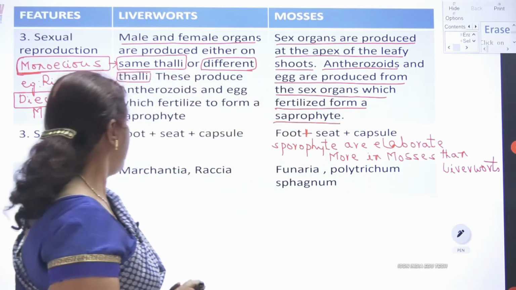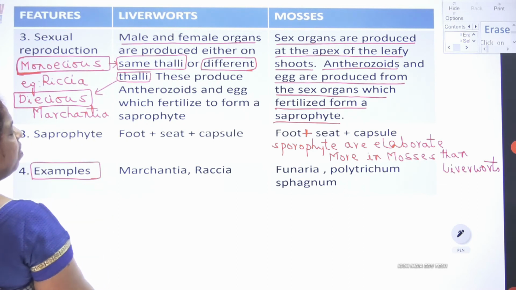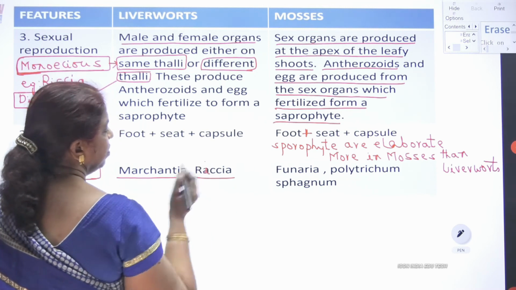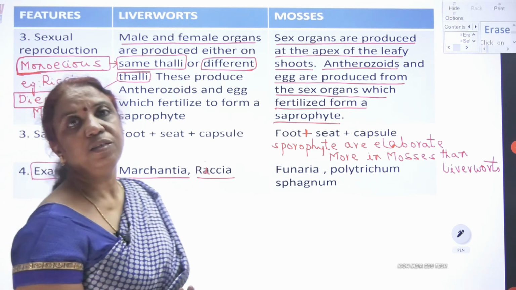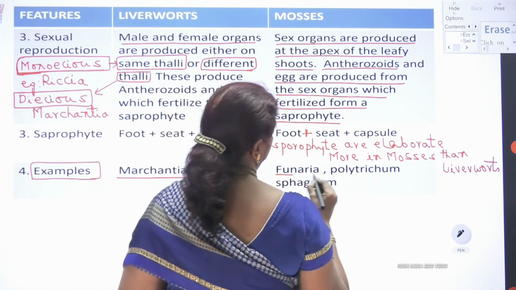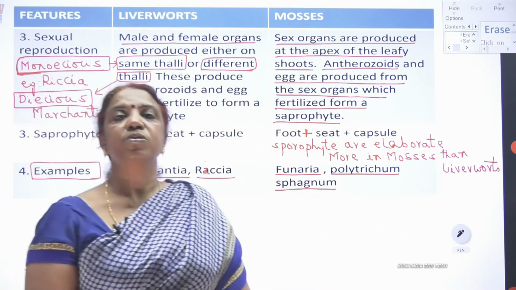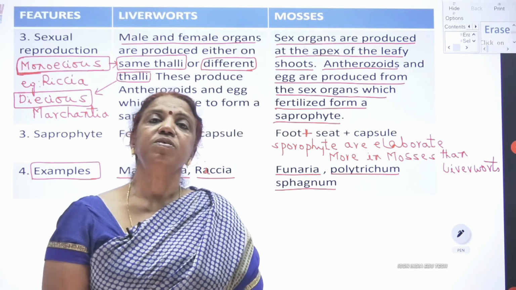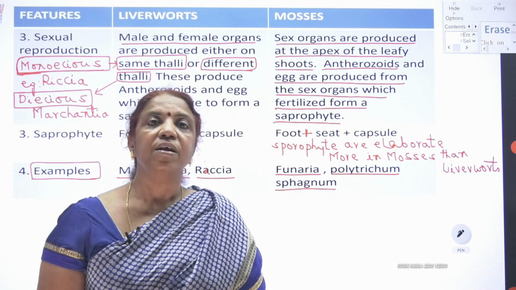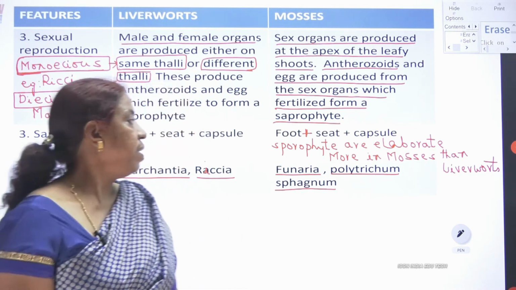The next one is examples. Liverworts belong to Marchantia and Riccia, whereas mosses belong to Funaria, Polytrichum and Sphagnum. They can ask a matching question here.